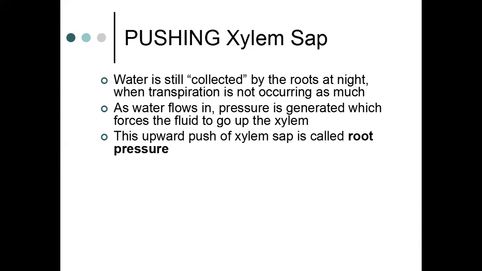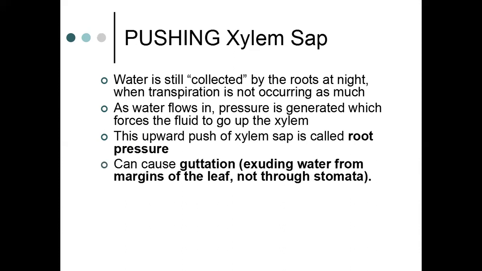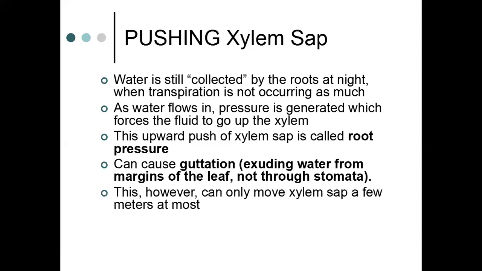We can define root pressure like that: the upward push of xylem sap is called root pressure. It can cause guttation, exuding water from the margin of the leaf, not through the stomata. It means the extraction of water from the pores of the leaf, not the stomata. That process is different, and we call it guttation. This, however, can only move xylem sap a few meters at most.